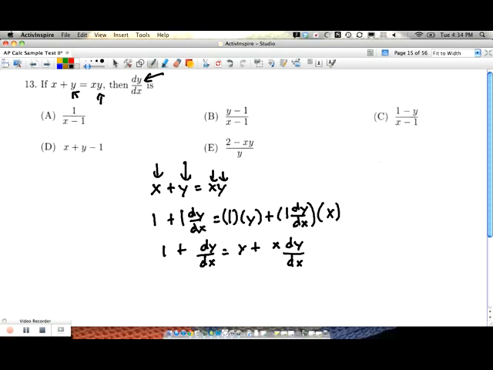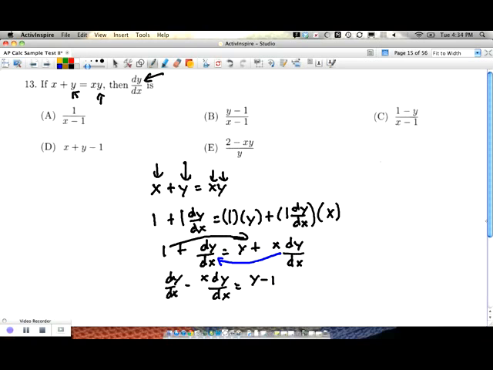So what I want to do is group those dy/dx's together. It doesn't really matter what side we go on. Let's move them over here to the left. That means I'd have dy/dx minus x dy/dx equals y minus 1. What I'm doing here is taking this 1 and moving it back over from the left to the right, and taking this x dy/dx and moving it over here with the other dy/dx.